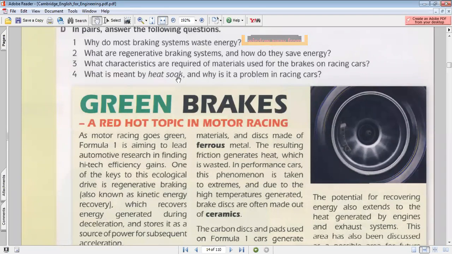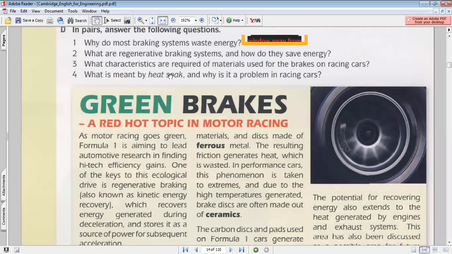Yeah, soak means absorb. Absorb, soak. So here the idea of the word soak is absorb. So what is meant by heat soak, and why is it a problem in racing cars? The idea with heat soak, go on, please, Amal. Heat from the engine. Yes, it is the heat from the engine. Yeah, that's heat soak.